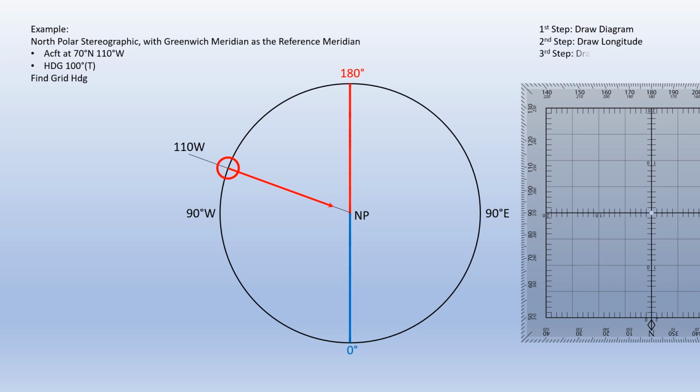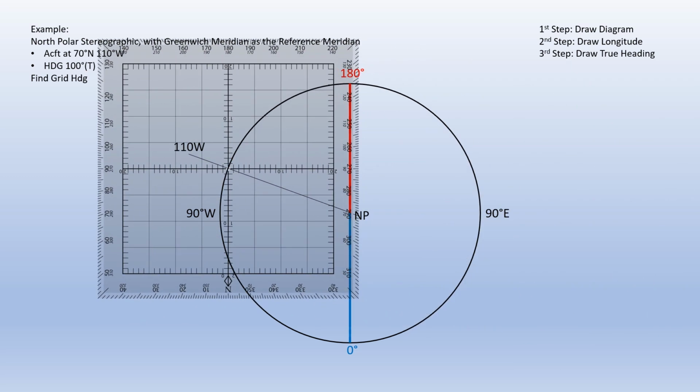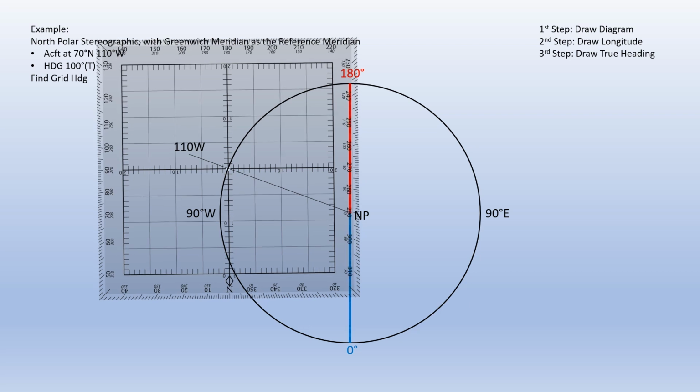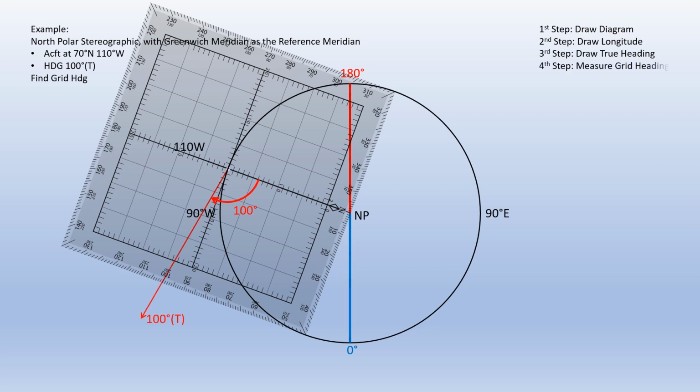The next step is to draw true heading. To draw true heading, you need to align your protractor with the position of the aircraft. Align north of the protractor toward the center of the circle. Measure 100 degrees clockwise from true north, or the longitude line. Draw the direction line.